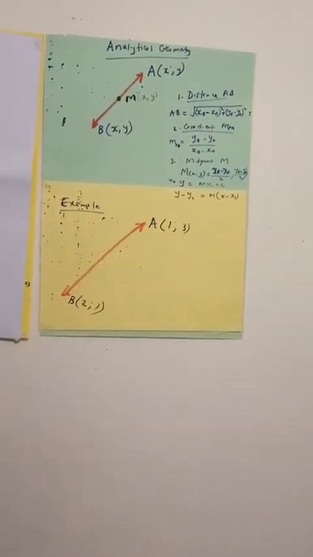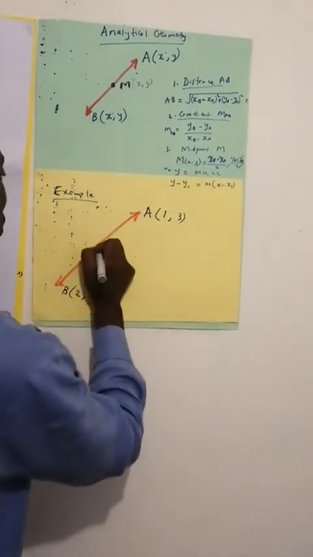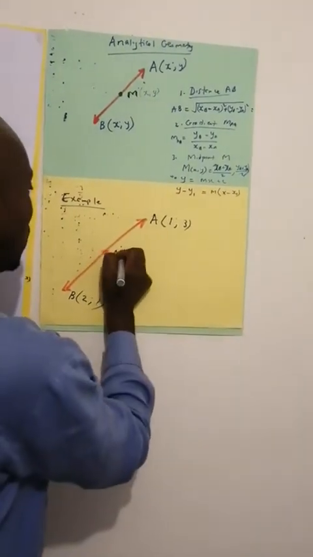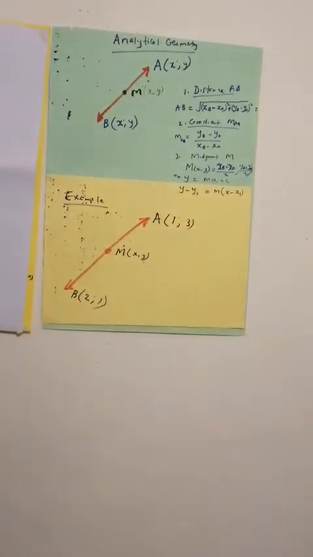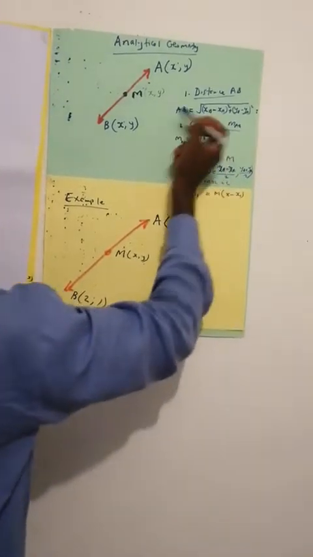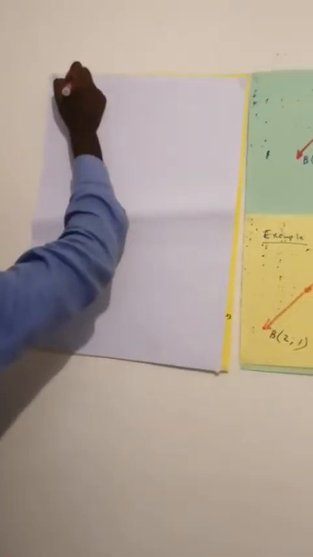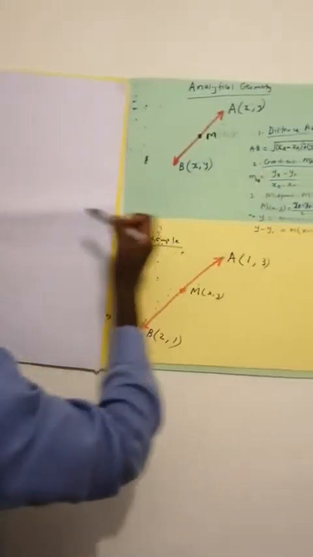Okay, and then we'll be given the midpoint. We don't know the coordinates of the midpoint. This is M, X and Y. And then they'll say calculate AB, the distance. Okay, number 1. What is the distance AB? We said this is the formula for distance.